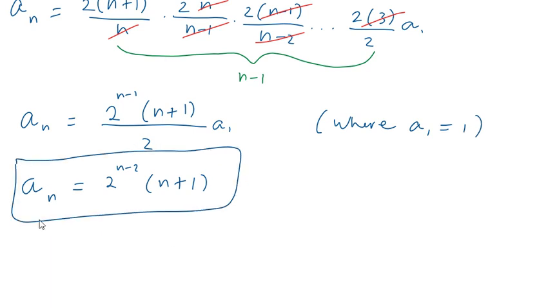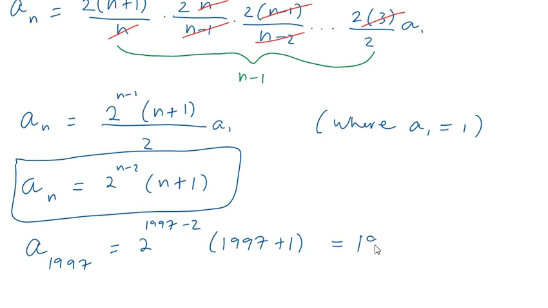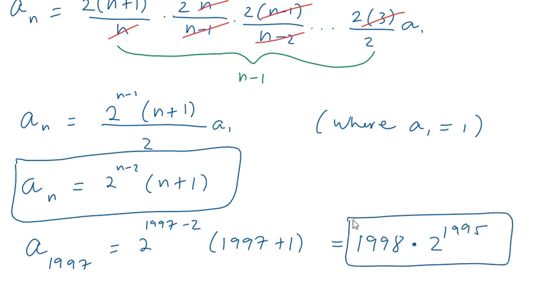Now we can just substitute n equals 1997. So we have 2 raised to 1997 minus 2 times 1997 plus 1. So we have, I'll just write 1998 first times 2 raised to 1995. Okay, so this is now the value of a sub 1997.